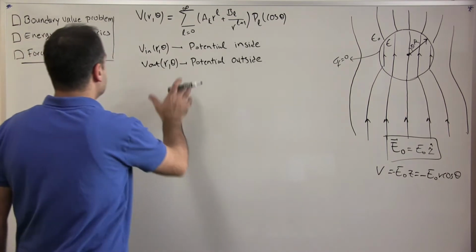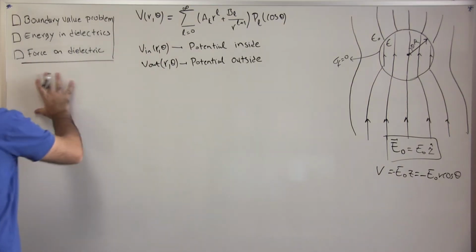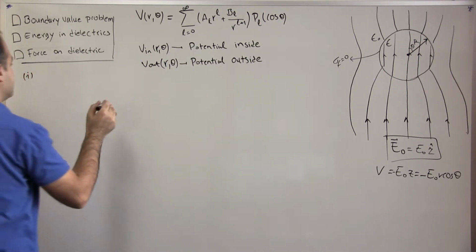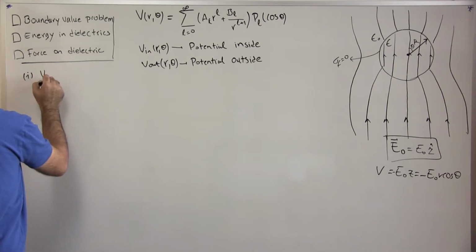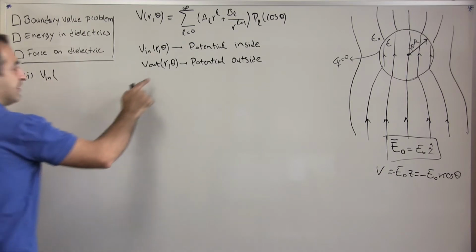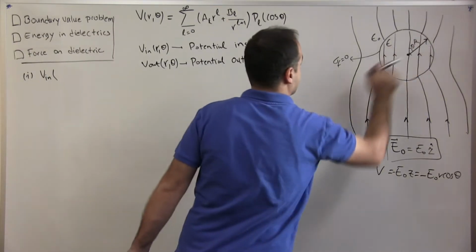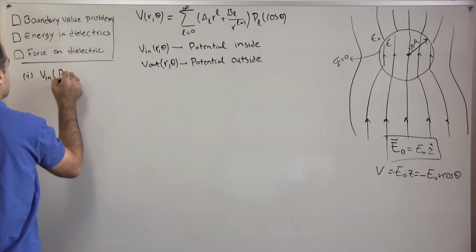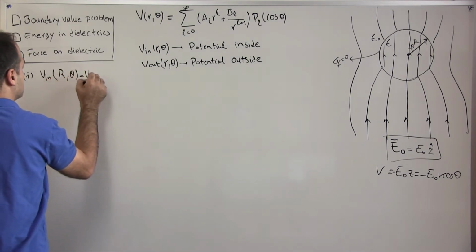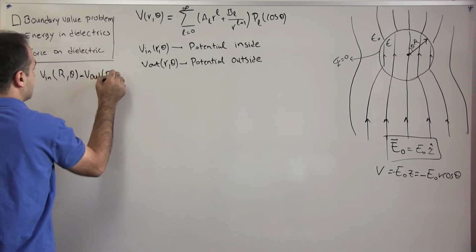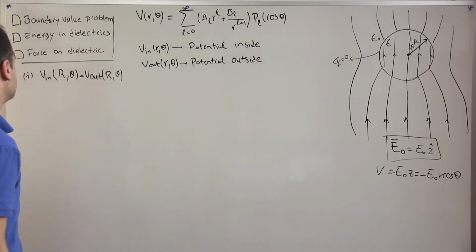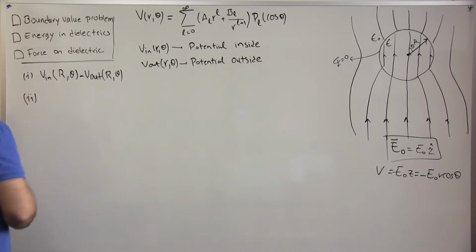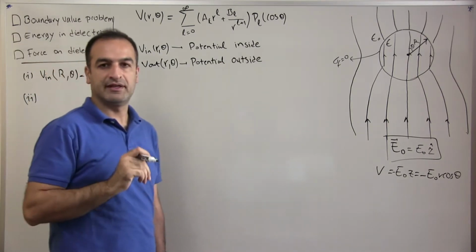So then boundary conditions, I'm going to write them at this corner. Number one, continuity of the potential on the boundary. That means V in at r on the surface of the boundary, which is capital R, and theta should be equal to V out at R and theta.